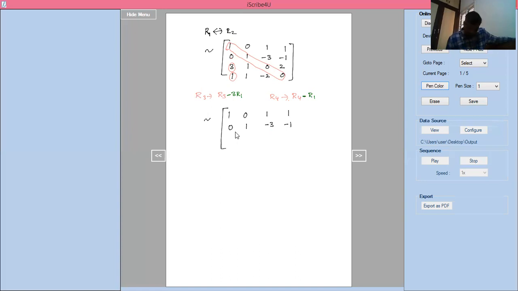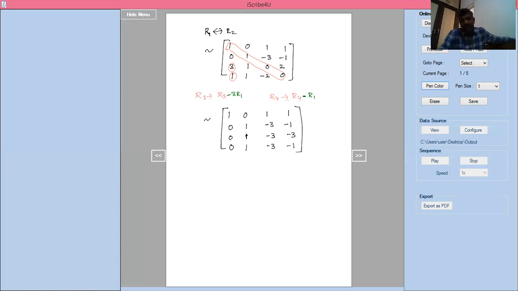R3 minus 3R1: 3 minus 3 is 0. Next one should be 1 minus 0 is 1. 1 minus 0 is 1. Next 0 minus 3 is minus 3. 0 minus 3 is minus 3. Next one should be R4: 1 minus 1 should be 0. 1 minus 0 should be 1. Minus 2 minus 1 should be minus 3. And then 0 minus 1 should be minus 1.